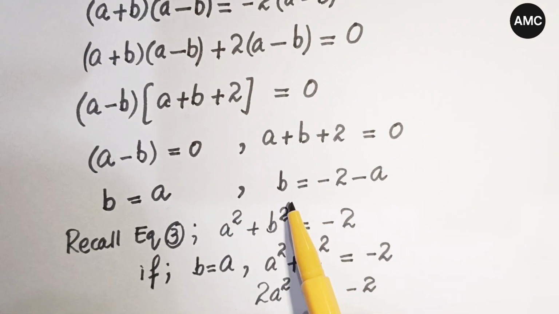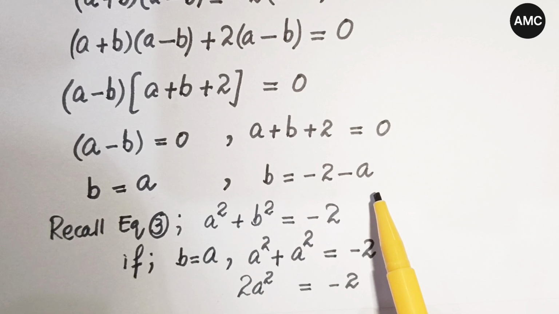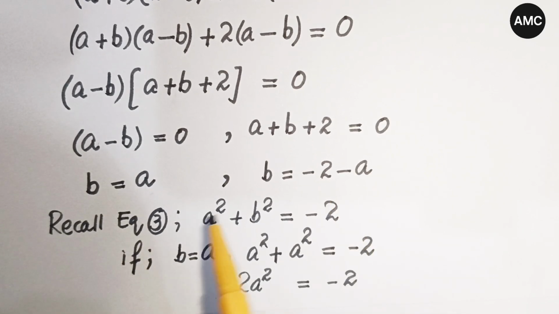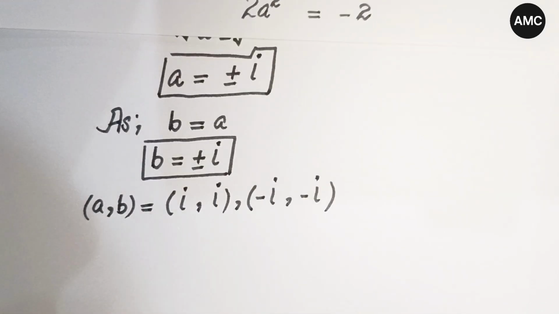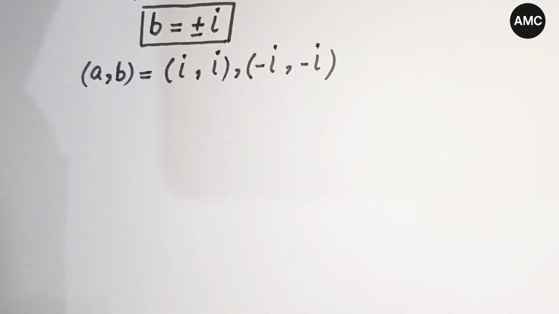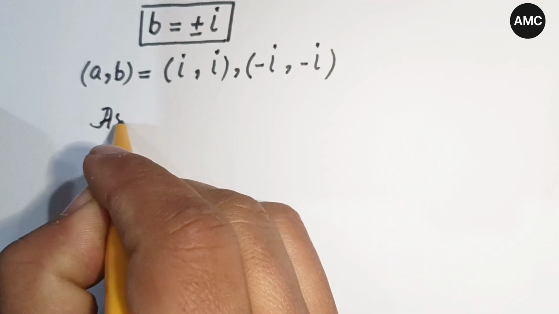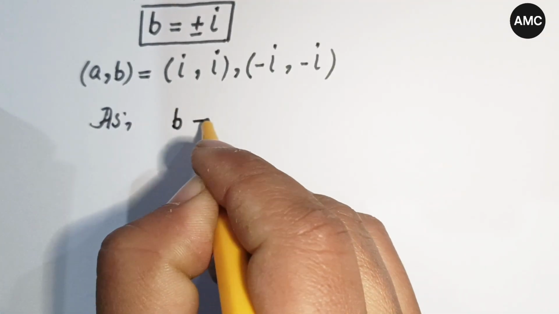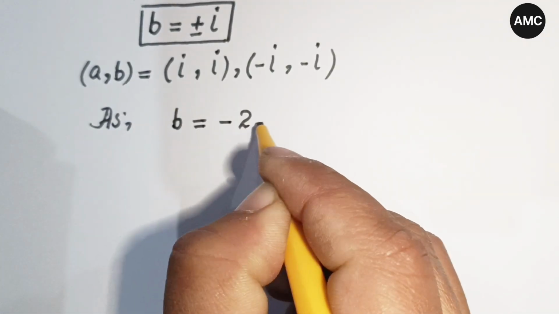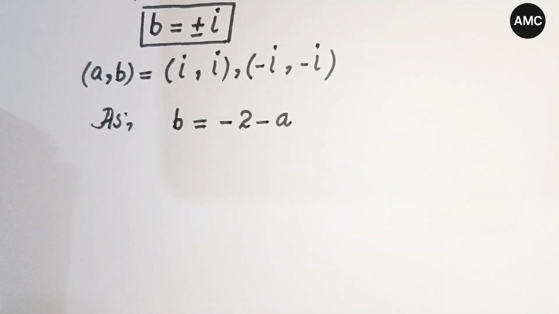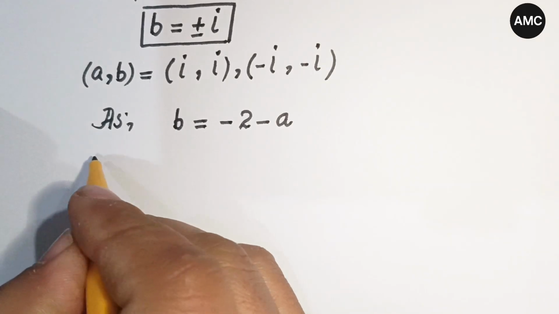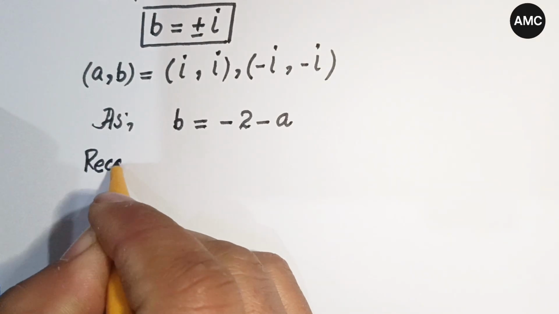Now our second case is b is equal to minus 2 minus a. Now we are going to recall our equation 3 for this one. As b is equal to minus 2 minus a, here our equation 3 is, recall equation 3.